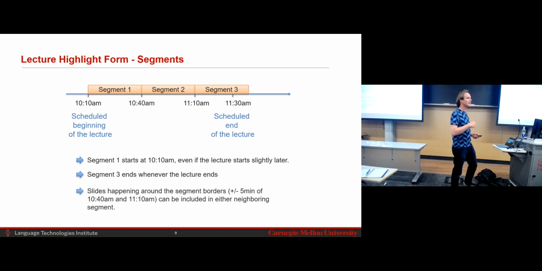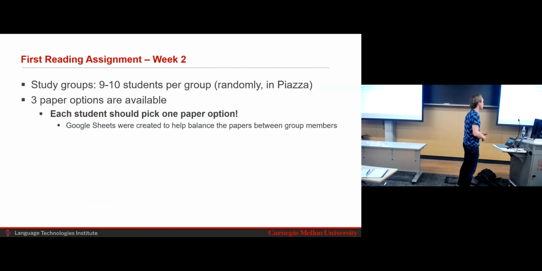We also share the slides, by the way, for people who love taking notes directly on the slides or things like this. They're already there. I try to post them the night before. Sometimes it happens a little bit later, but the slides are always available on Piazza.